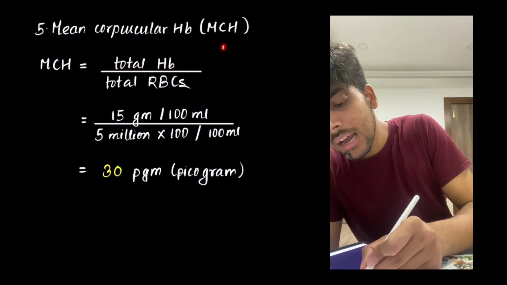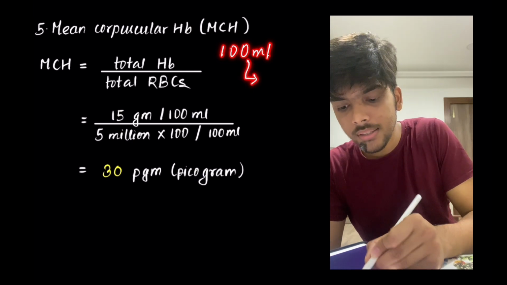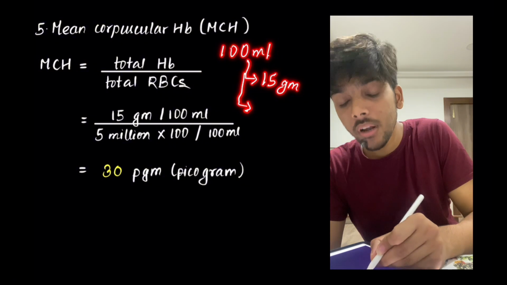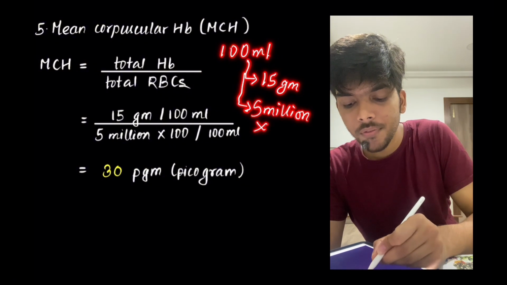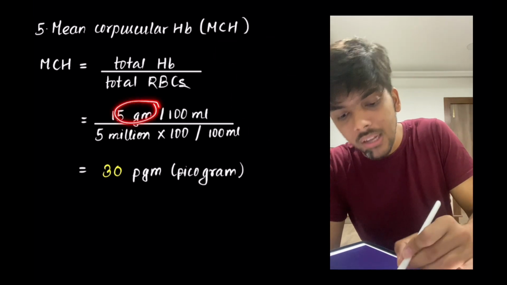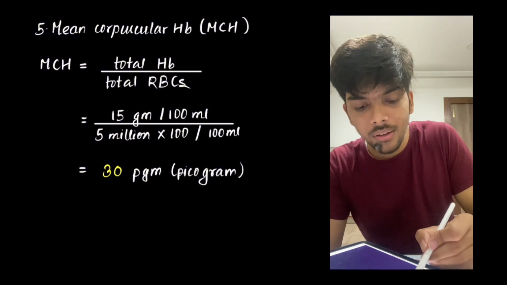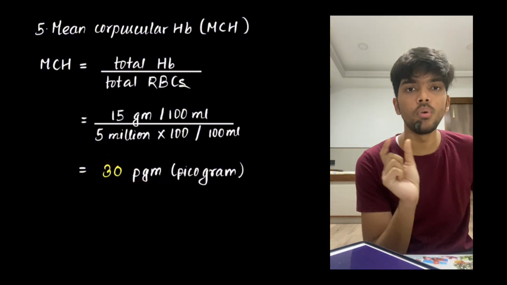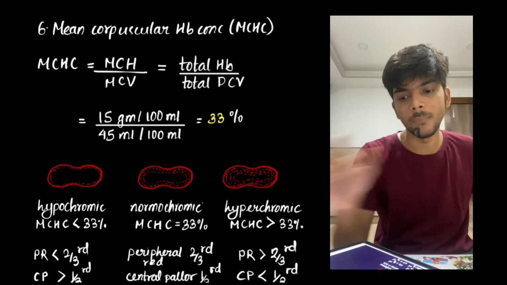So let's say I draw 100 ml of blood. This 100 ml of blood contains 15 gram of hemoglobin, and 1 ml of blood contains 5 million RBCs. 100 ml contains 5 million times 100 RBCs. So you divide 15 gram by 5 million times 100 RBCs. You are going to get 30 picogram. So the average amount of hemoglobin contained in a single RBC is 30 picogram.